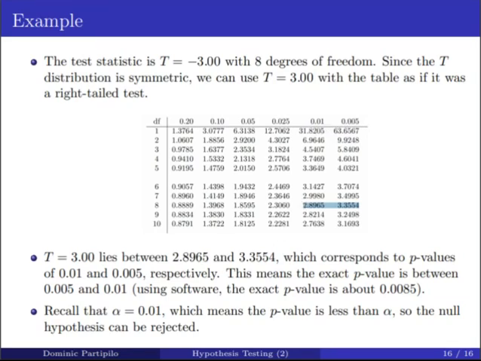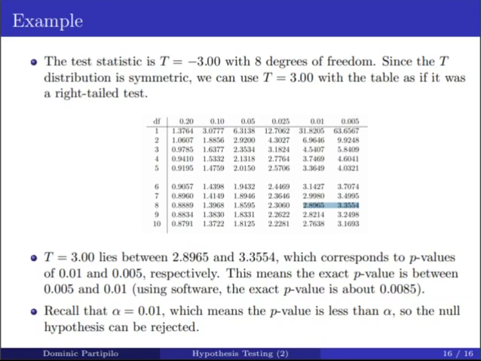And in fact, if you're using software, which is why the p-value method is more commonly used in practice, we have computers to tell us what the exact p-value is. If you're using software, the exact p-value is 0.0085, and that's less than alpha. So that means the p-value is less than alpha, and the null hypothesis can be rejected.